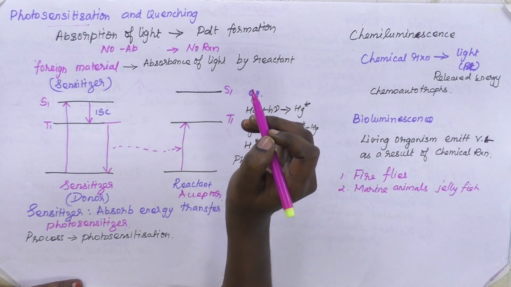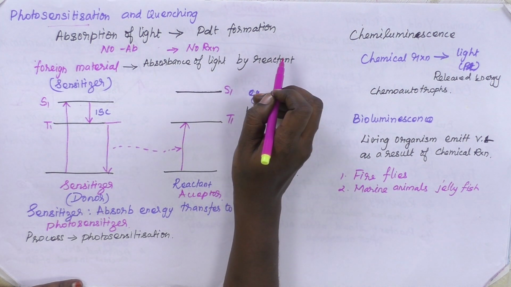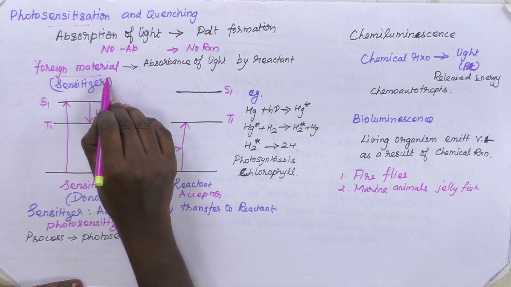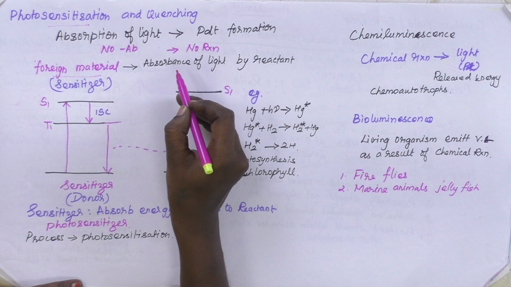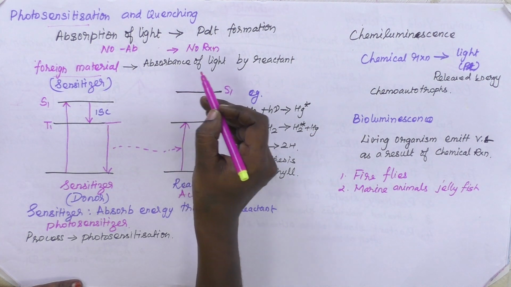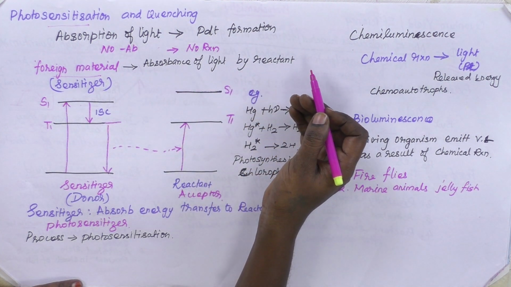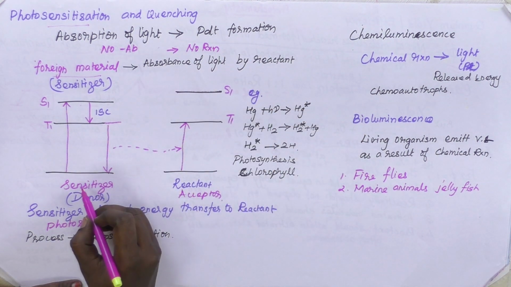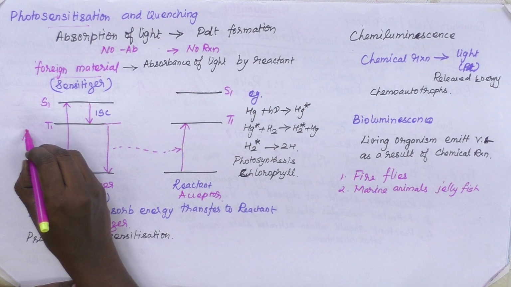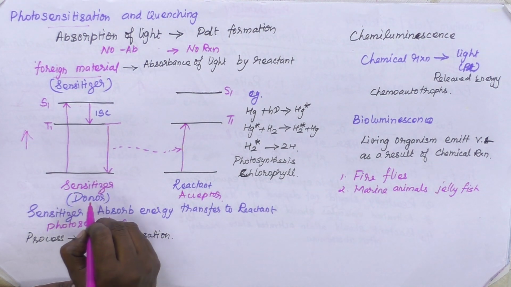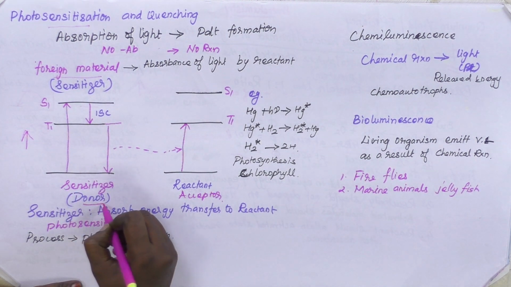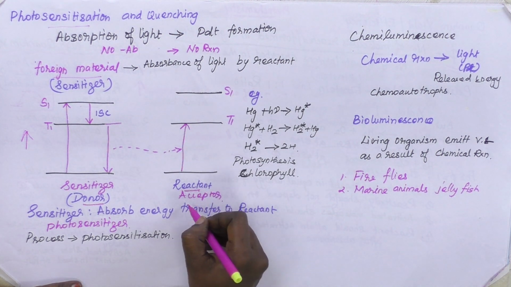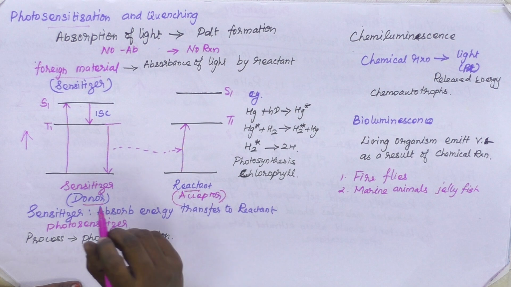This is because of the inefficiency of a reactant molecule to absorb the light. So what is the solution for that? We add a foreign material or any substance that makes the reactant molecule undergo photochemical reaction. How does it happen? This is the mechanism. This is the energy level of the sensitizer, which is also called a donor, and this is the energy level diagram for the reactant, which is also called an acceptor.